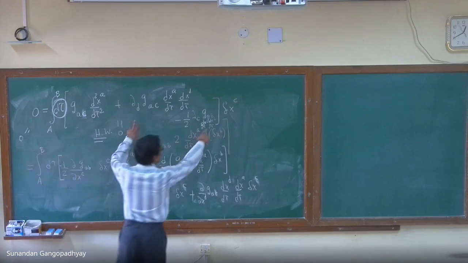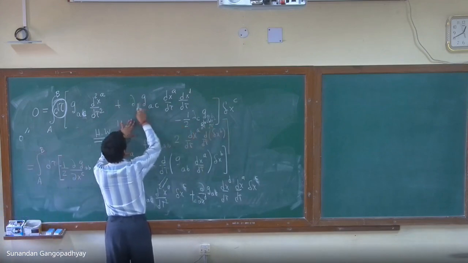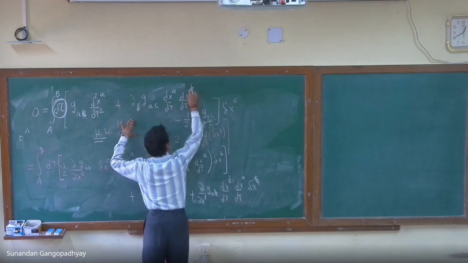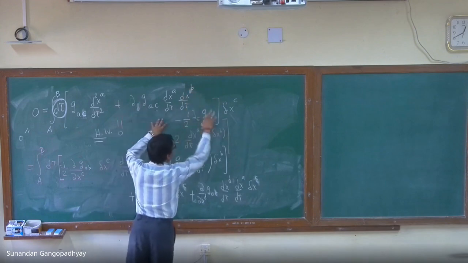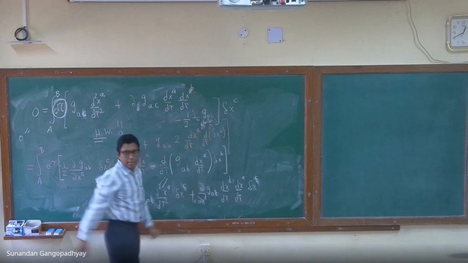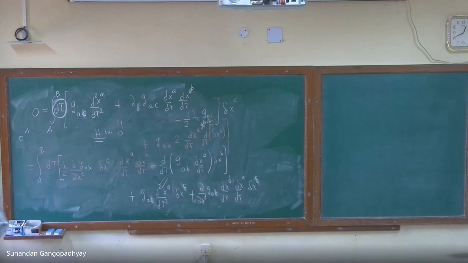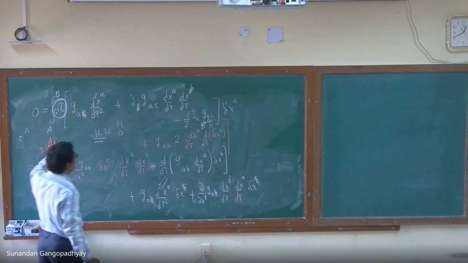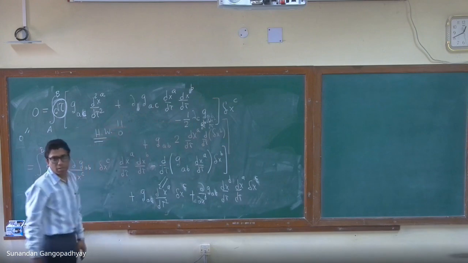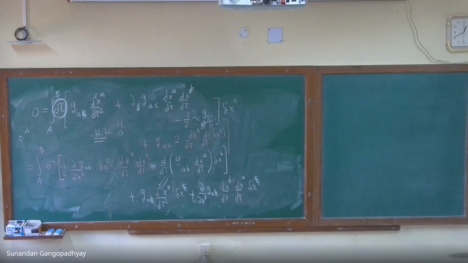Since these are dx and dxb, what you can do is change this to b, change this to b. Then del b GAC minus half del c GAB whole multiplied by dx d tau dxb d tau, you can take it outside, and then you can adjust the factors appropriately. Is it fine? Please do this, and from here the equation that you will get is the geodesic equation. So this is the third way of deriving this equation.